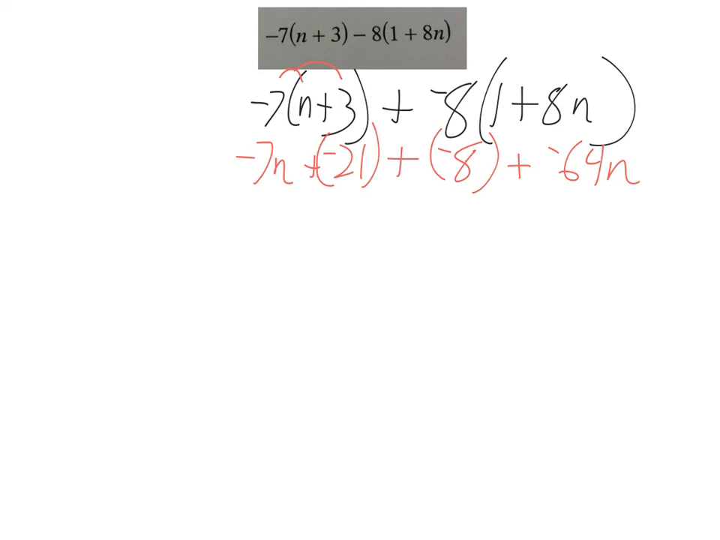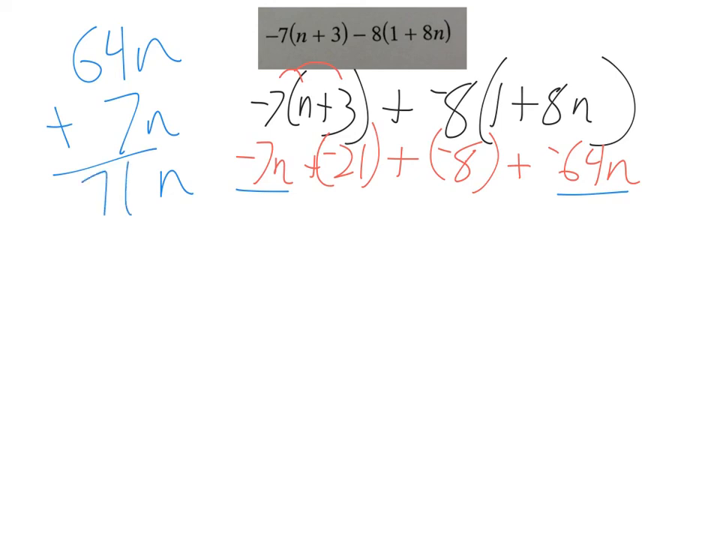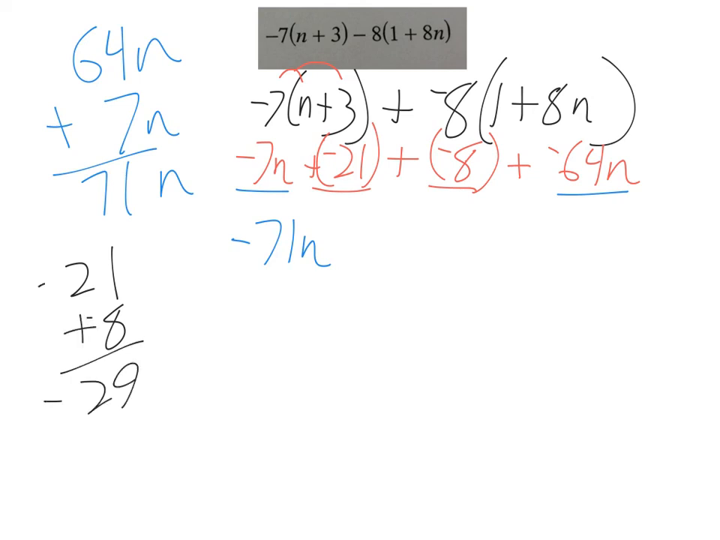Now again, I can look at my like terms, and I see that I have n's and n's, negative 64n and negative 7n. Adding two negatives is really just adding them, so I'm really just adding 64 plus 7. It'll end with n. 64 plus 7 is going to be 71n, and because they were both negative, it'll be negative 71n. And then my other like terms are negative 21 and negative 8. So again, I'm adding two negatives, so I just add them normally. 21 and 8 is 29, and because they're both negative, I end up with a negative 29. So negative 71n plus negative 29, which can then be simplified to negative 71n minus 29.